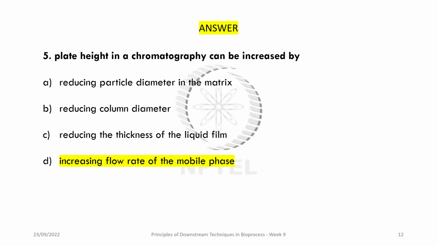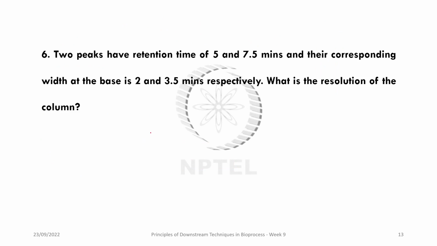Okay, I hope that was clear for everybody. Moving on to question 6. Two peaks have retention times of 5 and 7.5 minutes, and their corresponding widths at the base are 2 and 3.5 minutes respectively. What is the resolution of the column?